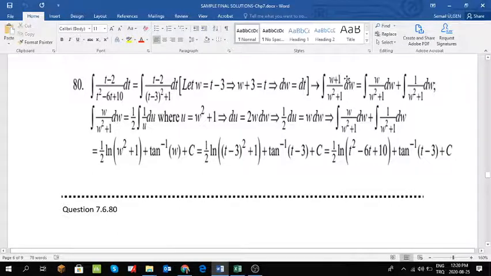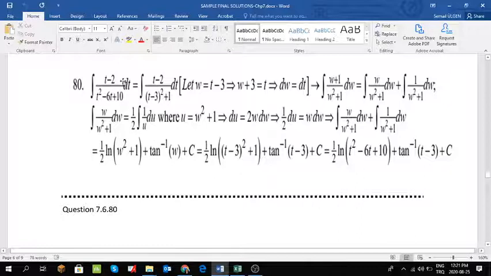Then what I'm going to do is separate the numerator as follows: w over w squared plus 1, plus 1 over w squared plus 1. Okay? Alright, this one is arctangent, we know. And this one you can do by substitution. Let's do that first. Integral of w over w squared plus 1 dw. We use the substitution u equals w squared plus 1. du is equal to 2w dw. And w dw is 1 over 2 du. And we get this in terms of u.